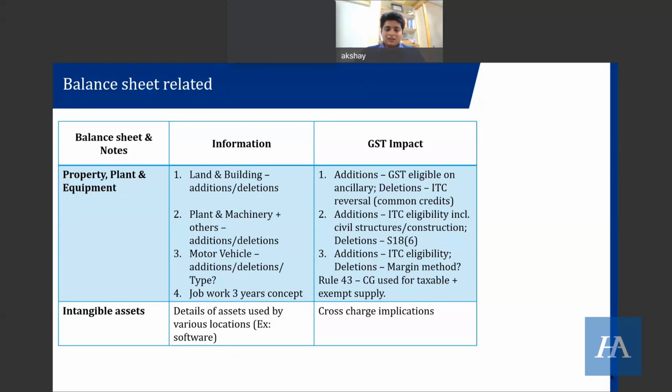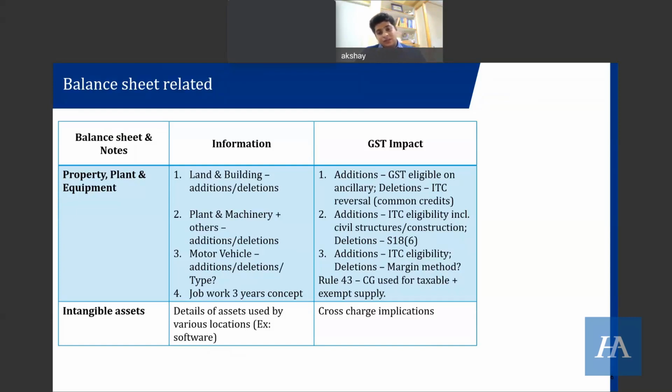Assume that I delete or remove these land and buildings from my fixed assets. In this situation, again, there's no GST which is paid on the same, but this land and building will be considered as an exempt supply under Section 17 of the CGST Act, and therefore leading to ITC reversal under Rule 42 and 43. So this is again something that has to be kept in mind. Plant and machineries, on the other hand, generally always the ITC will be eligible.